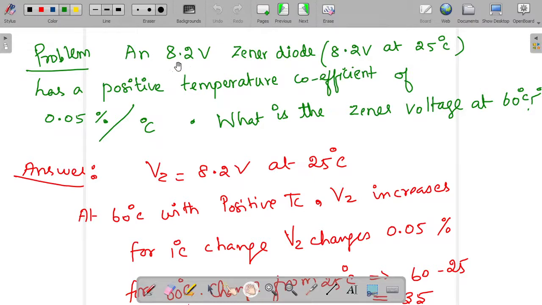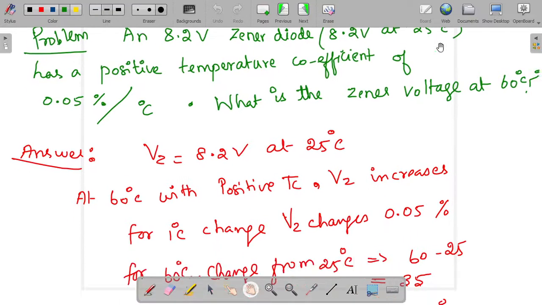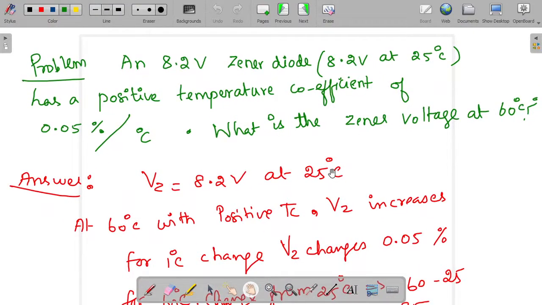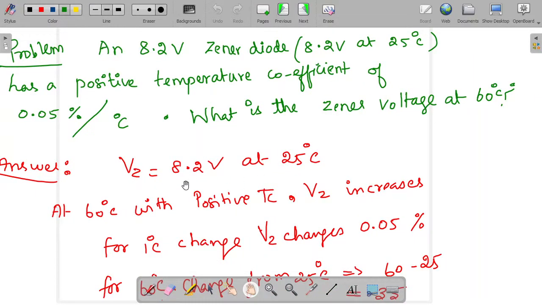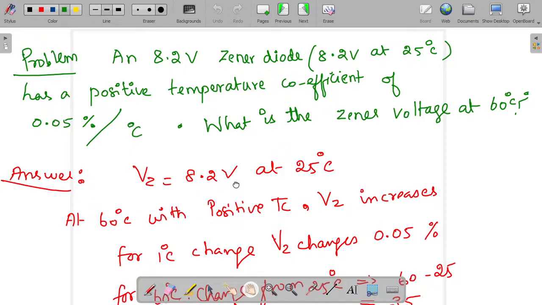Now we see one problem. Suppose 8.2 volt is the zener diode, and the 8.2 volt zener diode has a positive temperature coefficient of 0.05% per degree Celsius. What is the zener voltage at 60 degrees centigrade? This is the question asked. We should know that this 8.2 volts is the voltage at 25 degrees centigrade, the nominal temperature. At room temperature we have this nominal voltage of 8.2 volts. That is Vz.